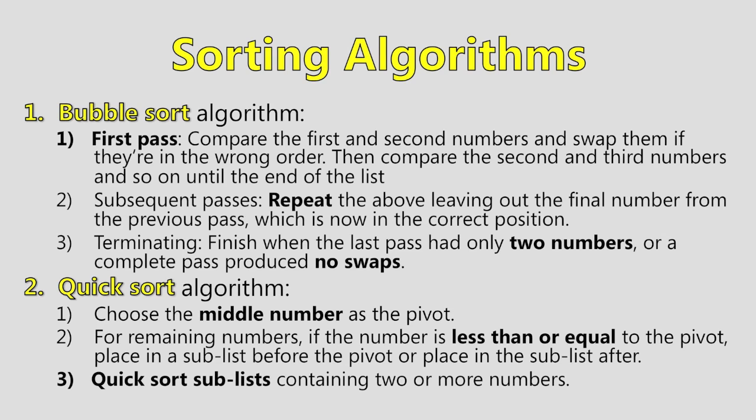That way you don't miss out any numbers. And then number 3 of that is quick sort sublists containing 2 or more numbers. So again, choose the middle number in those as the pivot, and then for remaining numbers, if they're less than or equal to the pivot, and so on.